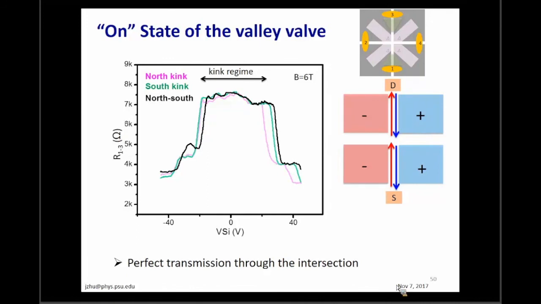So each channel is 4e squared over h. Going through both of them, we still have 4e squared over h. This tells you that these states are traveling through the junction without losing their direction at all. There's no mixing. So that's a perfect transmission.